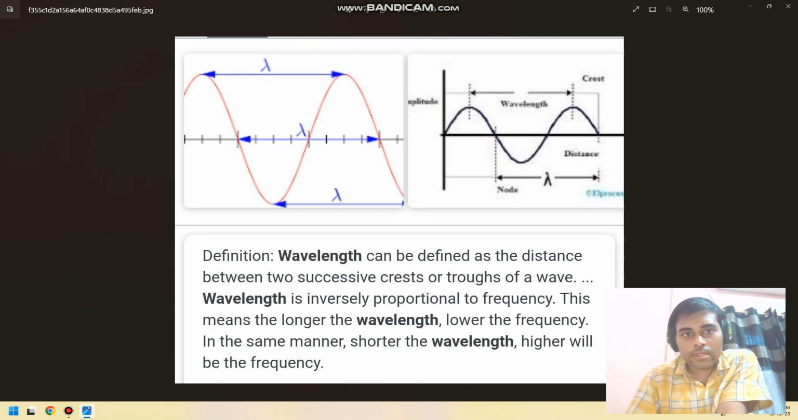This is lambda. This length is lambda shown on the screen. This is also lambda, the denotation for the symbol lambda. And this is also lambda. So what is this thing? Basically, when you study trigonometry, you will come across a function called the sine function or cos function. They may or may not be exactly sine or cos functions, but they look like this.